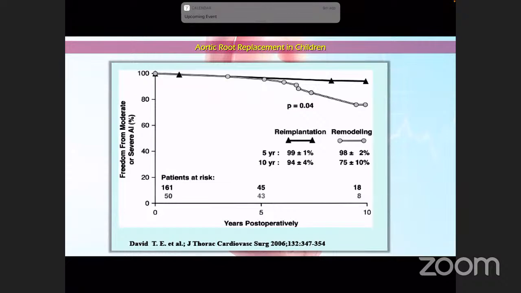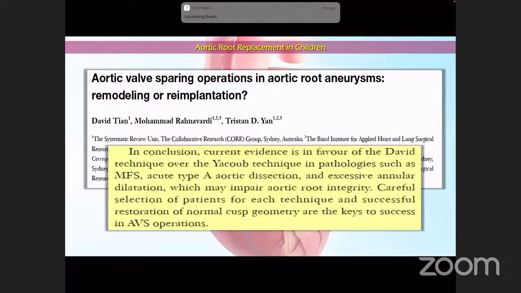This is just one paper that compared the two procedures, aortic valve sparing operation in aortic root aneurysms, remodeling or reimplantation. And the conclusion of this paper: current evidence is in favor of the David technique over the Yacoub technique in pathologies such as Marfan syndrome, acute type A aortic dissection, and excessive annular dilatation, which may impair aortic root integrity. Careful selection of patients for each technique and successful restoration of normal cusp geometry are the key to success of these operations.